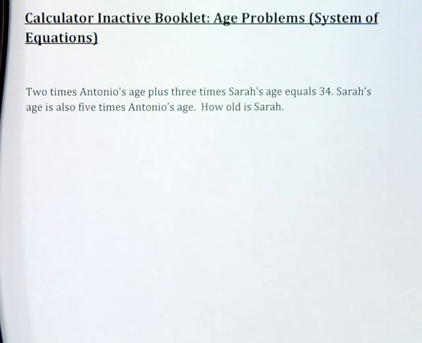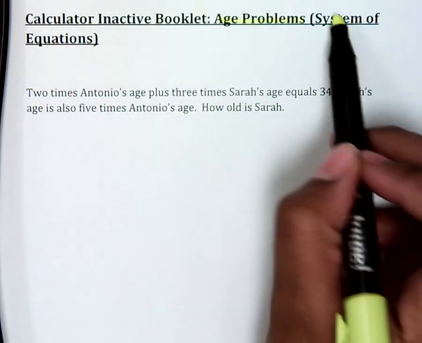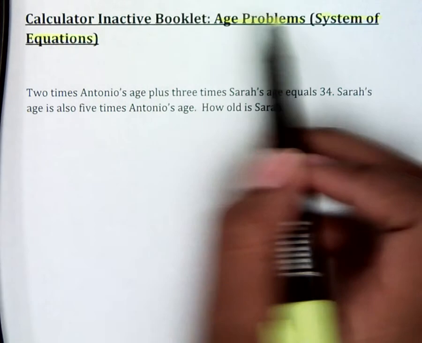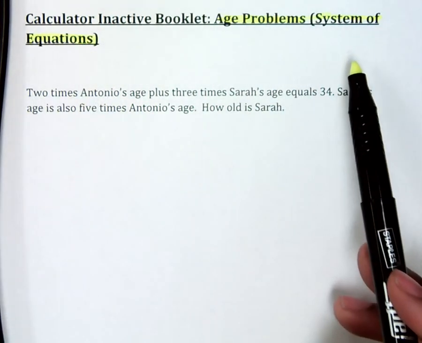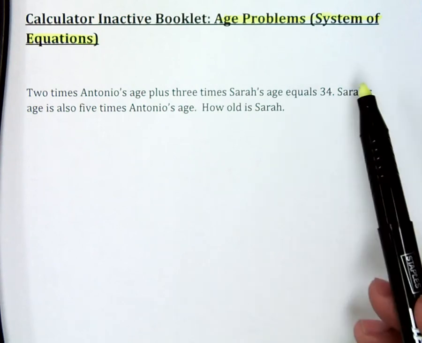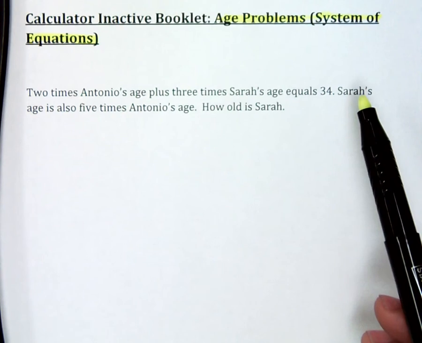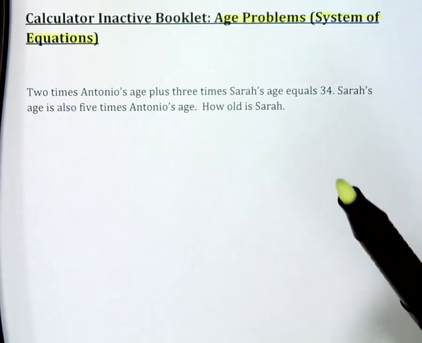Hello there, it's Ms. Prather, and today we are going to go over the age problems in your calculator inactive booklet. And I'm going to highlight age problems to let you know that that is what we are going to be going over. And as you see here, also in parentheses, it has systems of equations, because when you see age problems, you should automatically think of system of equations, which is either solved by graphing, solved by elimination, or solved by substitution.